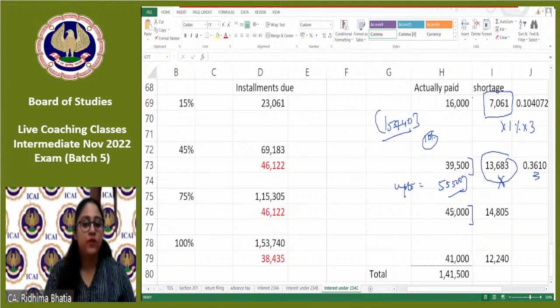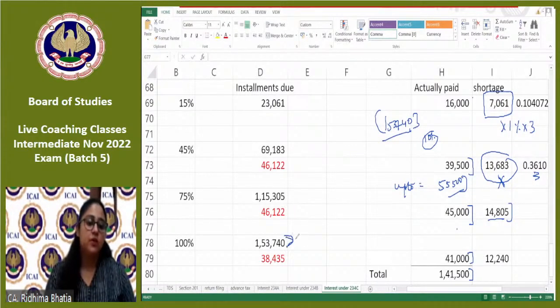Then obviously 45,000. Now here, simply the shortfall has to be calculated for the third and fourth. So what will the shortfall be? 45 plus 5,500, 90. 1,05,500 should have been deposited. Is deposited, and 14,805 is the shortfall here. 41,000 is deposited. So total 1,41,500 is deposited.